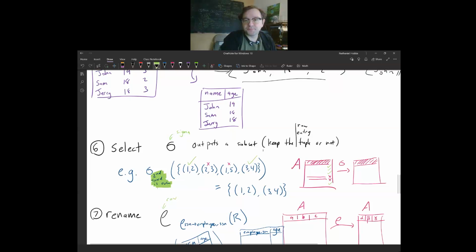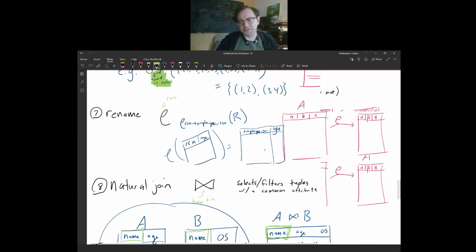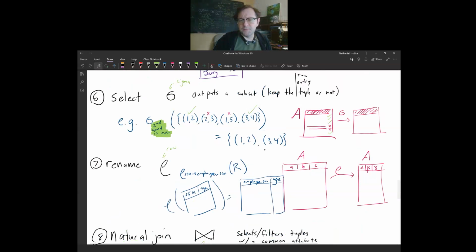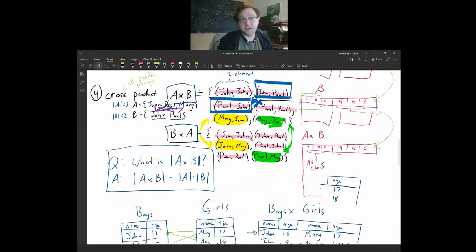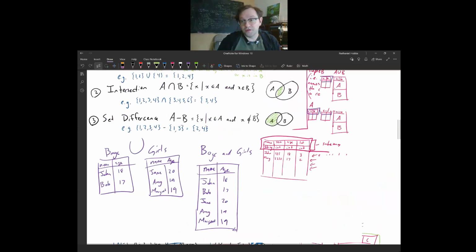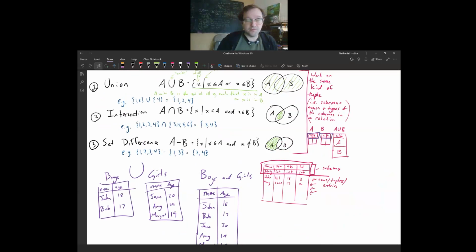And that's the select. And the rename is really straightforward. That is just renaming a column. So, yeah, if you want to change the name of a particular column, then that's the rename operation. And that's it. Those are the 7. Those are the 7 basic operations for the algebra of relations.